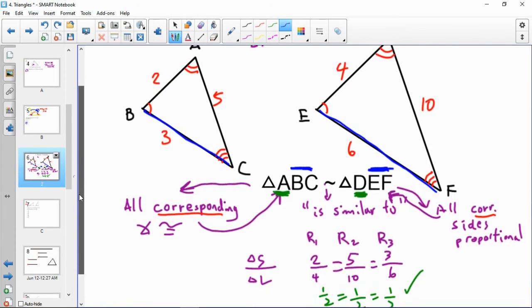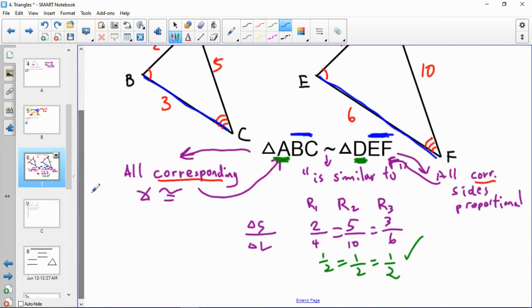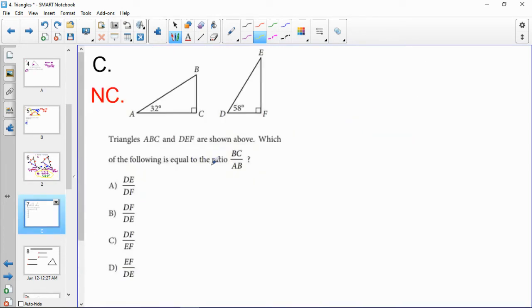And when it comes to using similarity, I will tell you that setting up good proportions is really your bread and butter for finding missing sides. And with that knowledge, we're gonna try a problem. Okay, so triangle ABC and DEF are shown above. Which of the following is equal to the ratio BC over AB?